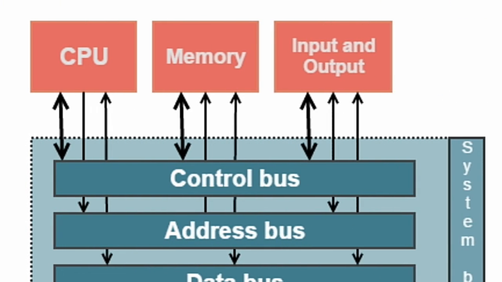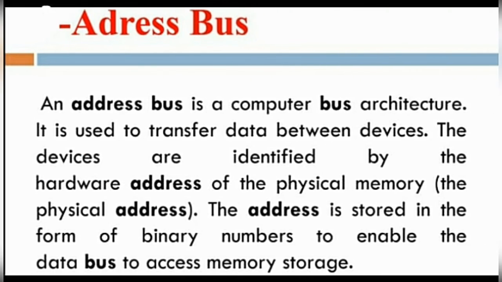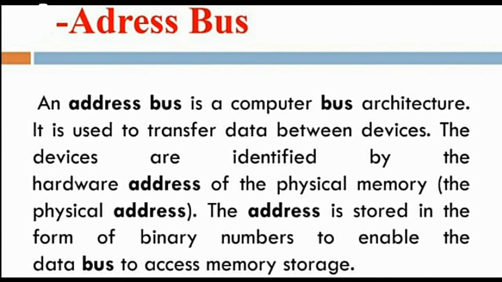Now, buses are of three types. Number 1, address bus. Number 2, control bus. And number 3 is data bus. Okay, now what is an address bus? The work of the address bus is to transfer addresses from the CPU to the main memory. Basically, the address bus transmits the address to tell the CPU where to read or where to write.